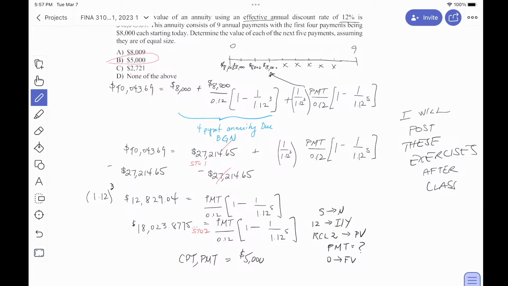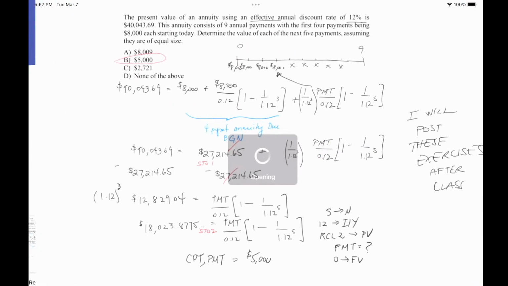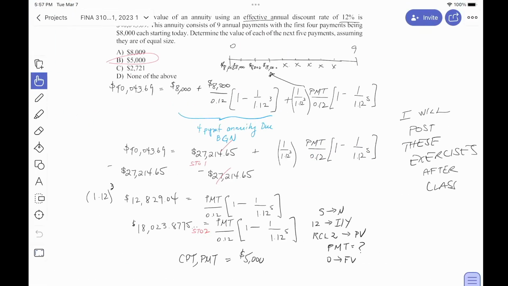I want to do the continuous compounding question. Sorry, if you want to take a screenshot, if I'm rushing you.